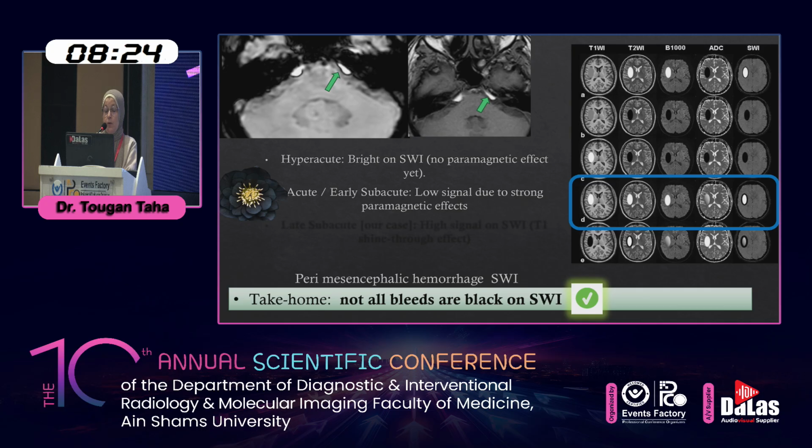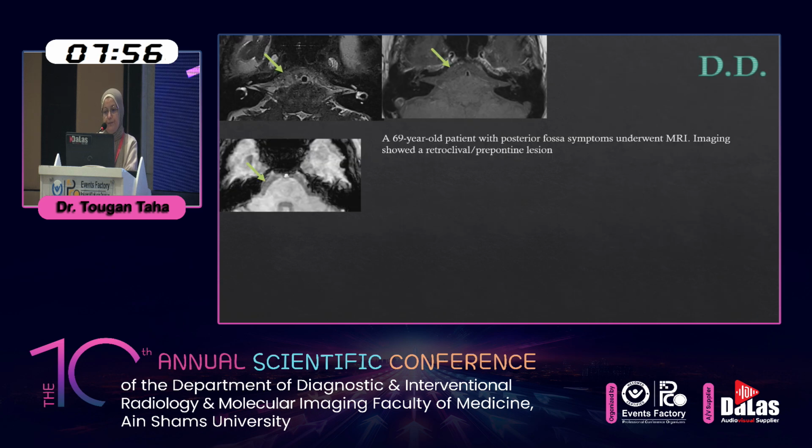The famous blooming of the blood on SWI occurs in the acute or early subacute stage. Low signal due to strong paramagnetic effect is the cause of this blooming. Late subacute stage, as in our case, shows high signal on SWI because of T1 shine-through effect. And the take-home message: not all bleeds are black on SWI.